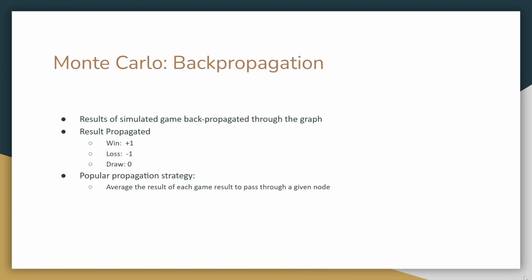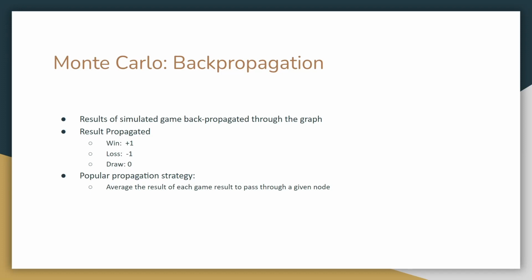And this leads us to the final stage, which is our back propagation. We're going to take the results of that simulated game at a leaf node, and back propagate it up through the path that was followed from root to leaf of the entire graph. We're then going to take our +1, -1, or 0 and have some kind of strategy to save this data all the way back through the path.